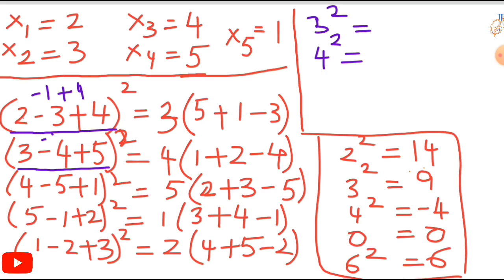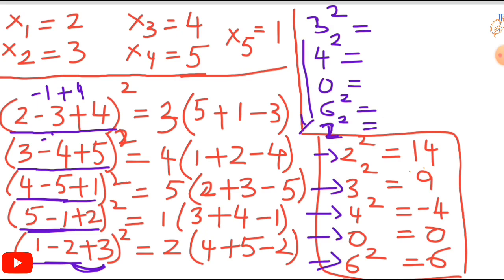If you take this, 4 minus 5 is minus 1. Minus 1 plus 1 is 0. That is equal to 5 minus 1 is 4, 4 plus 2 is 6 square. This is minus 1 plus 3 is 2 square. Now you see the right hand side. 5 plus 1 is 6, 6 minus 3 is 3. So 3 times 3 is 9. See, it is the same as your previous one.